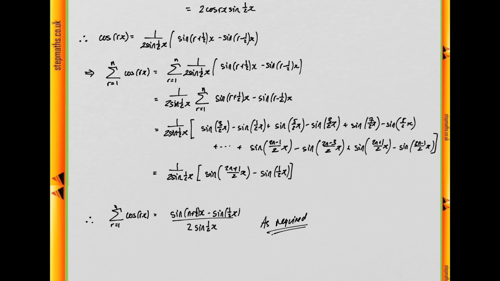So the only terms which don't disappear are this minus sine of a half x and sine of (2n plus 1) over 2 x. So that just gives us this. And thus we can conclude that the sum from r equals 1 to n of cos of rx is given by this expression here, which is exactly what we were required to show.